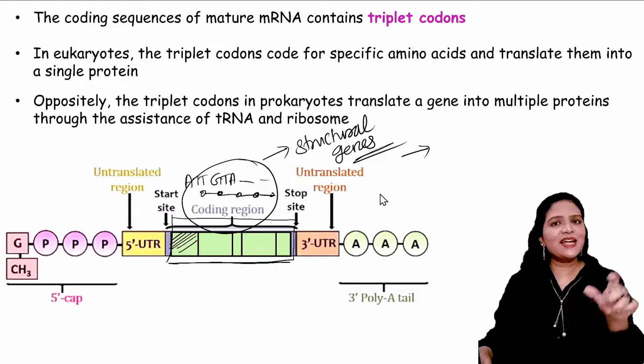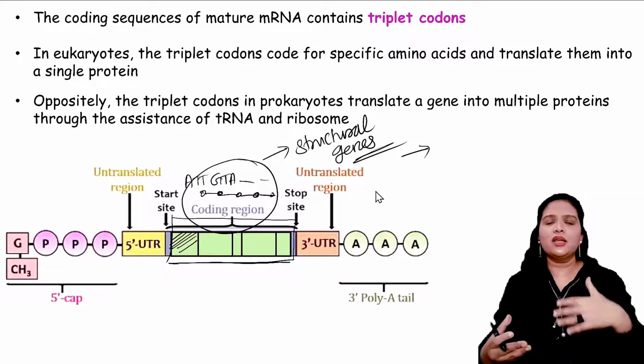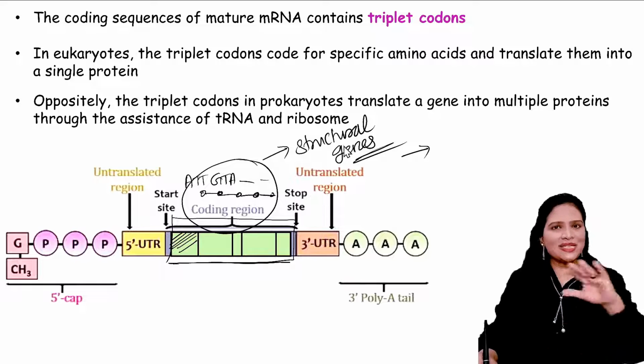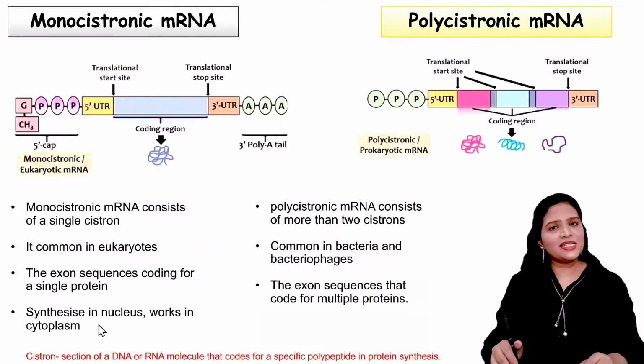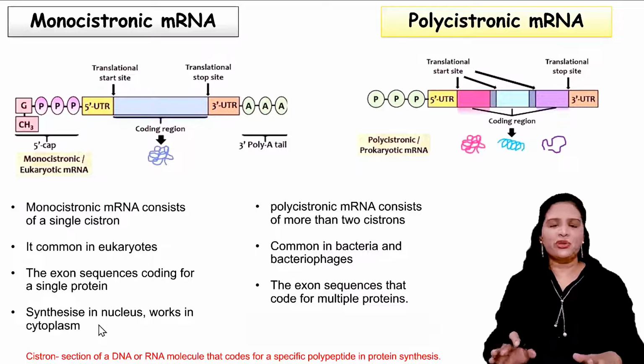They only decide which amino acid should join together and which protein has to be formed. That's why this is called structural genes. Okay, so this is the structure of a mature mRNA. Now let us see the differences between a prokaryotic mRNA and eukaryotic mRNA.